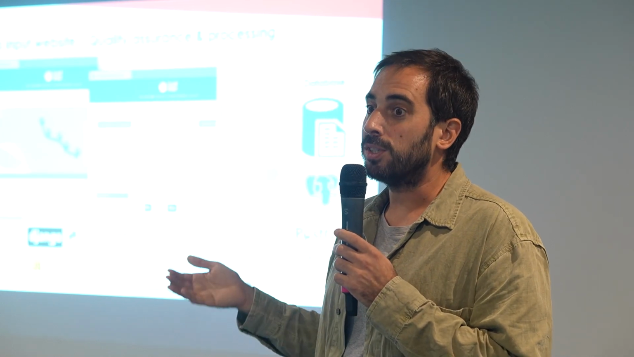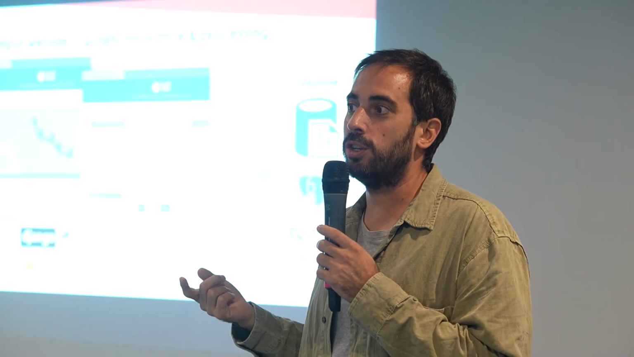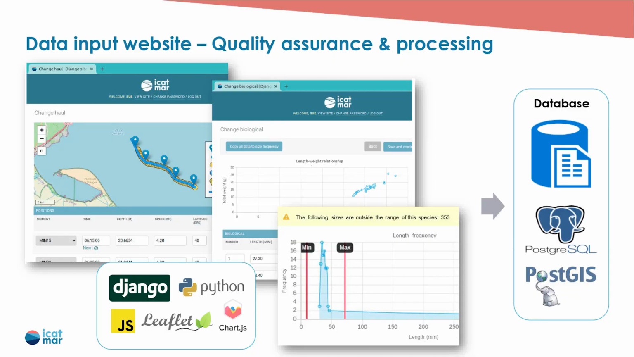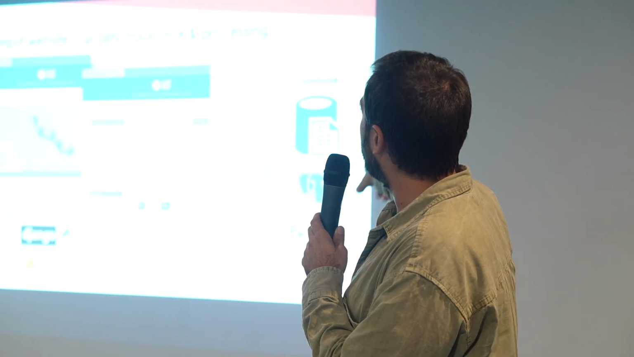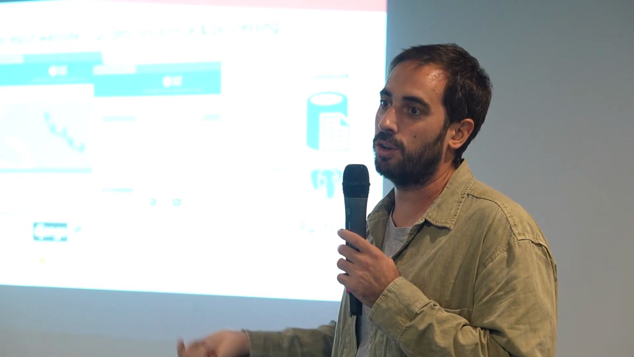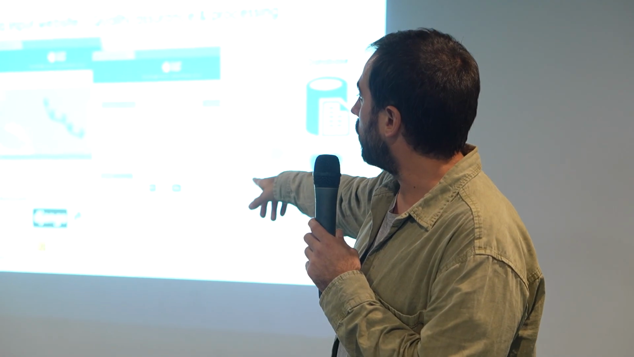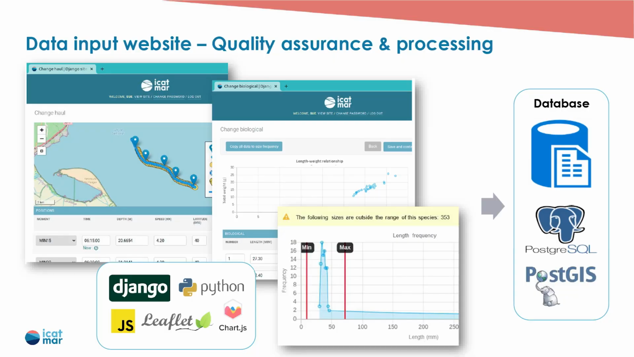So during this whole data input process, there are different visualizations that can help the biologists in order to have the highest quality possible in the data. But our aim at the end is to have all the data stored in a PostgreSQL database with the extension of PostGIS with the highest quality possible. I mentioned all the technologies we are using, like Django, Python, JavaScript, Leaflet, and also Chart.js for the chart visualization.